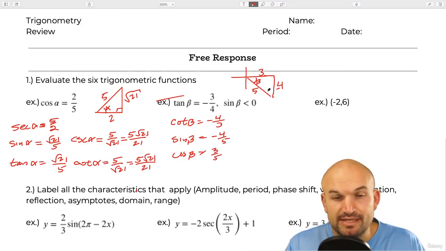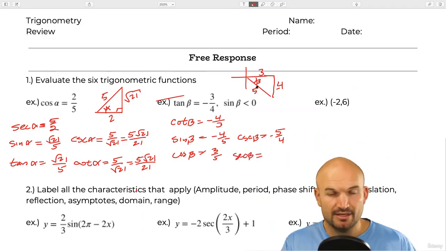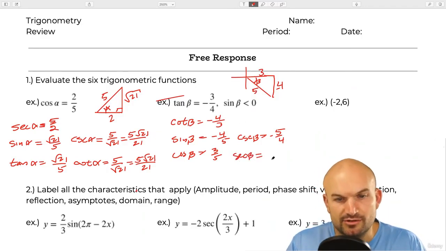Sine of beta, reciprocal functions. So cosecant of beta is going to be 5 over negative 4, so that'd be negative 5/4. And the secant of beta is going to be hypotenuse over adjacent, so that's going to be 5/3.